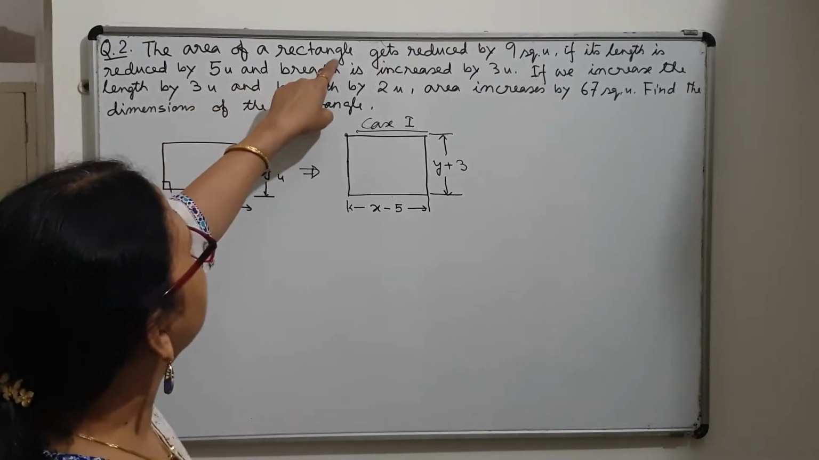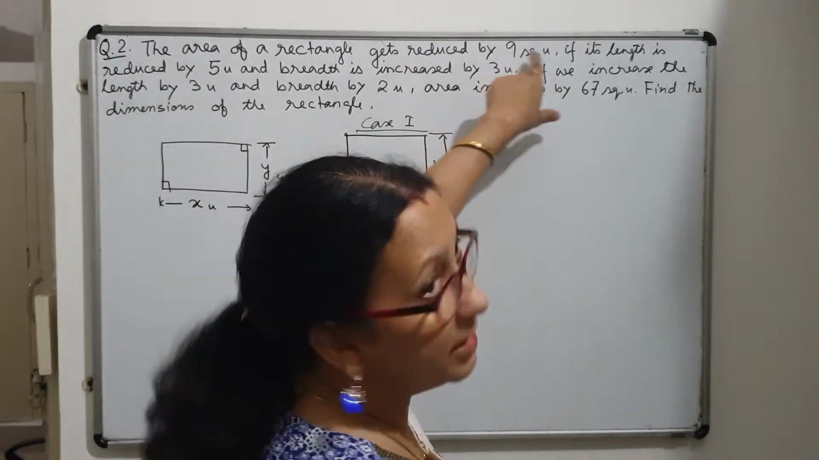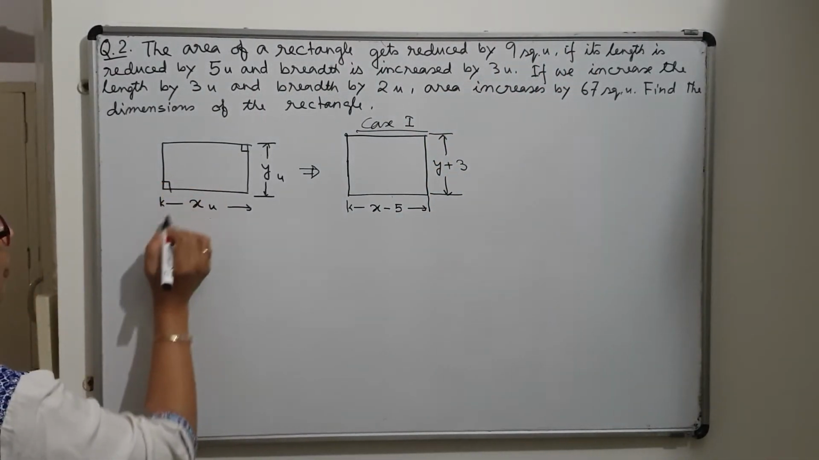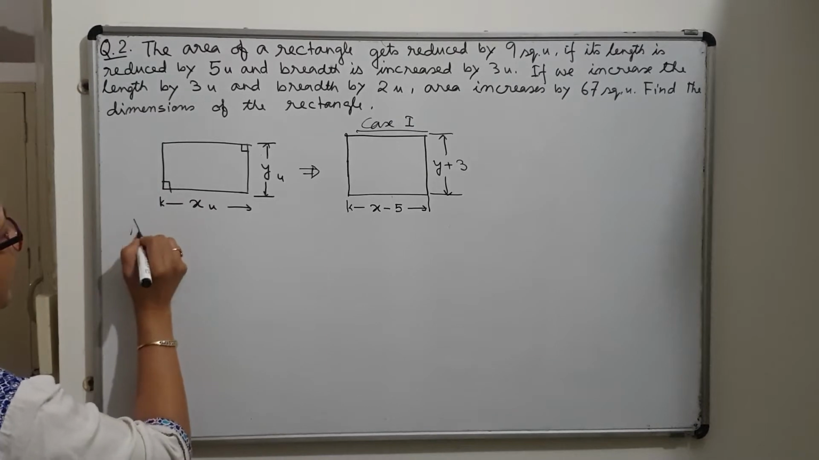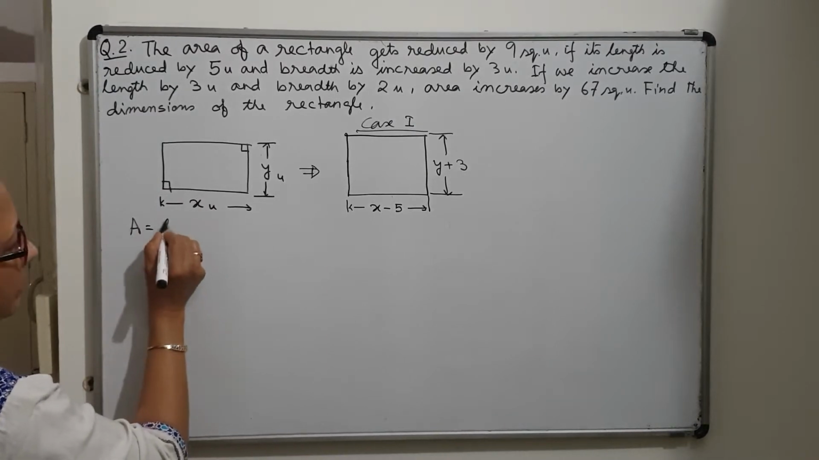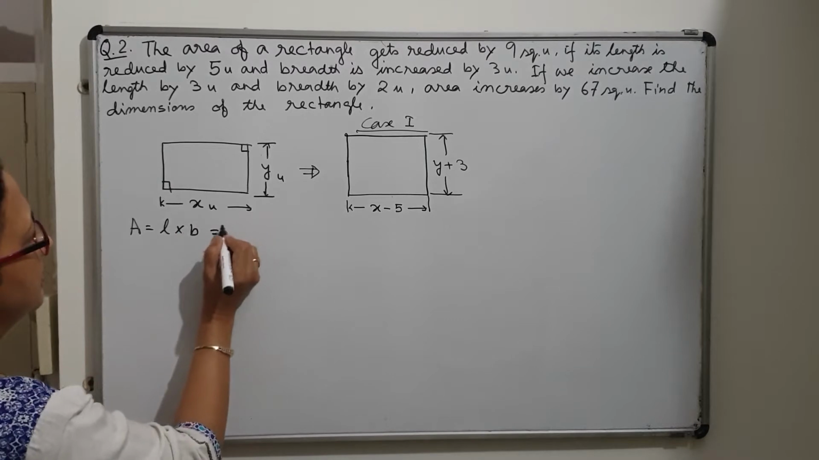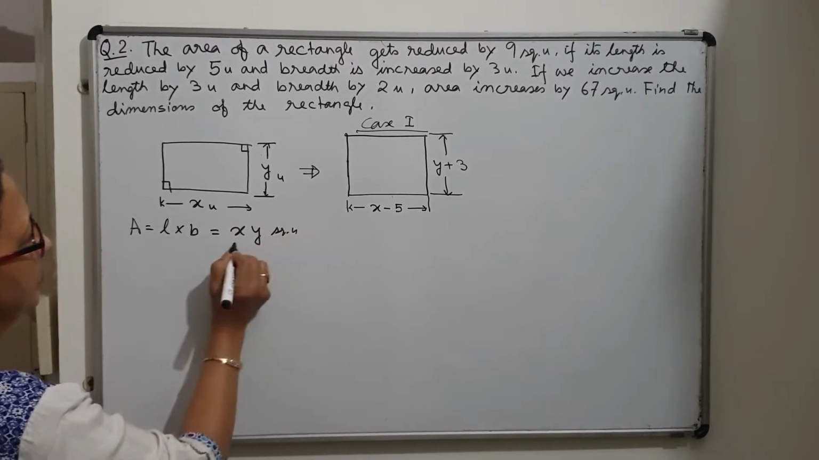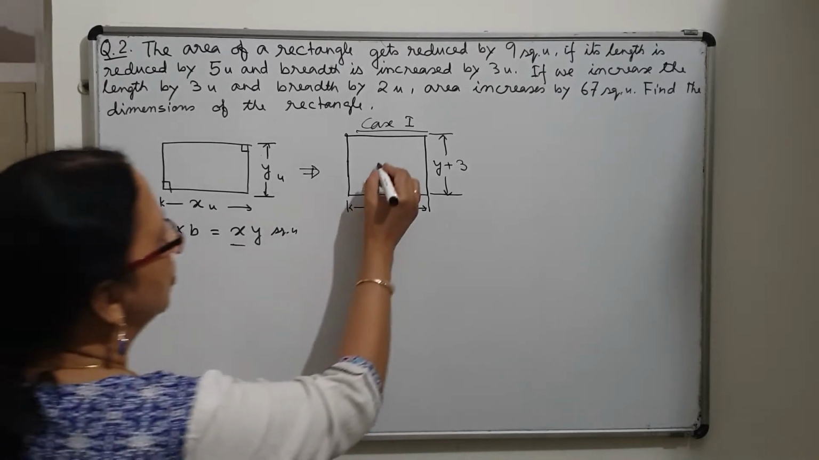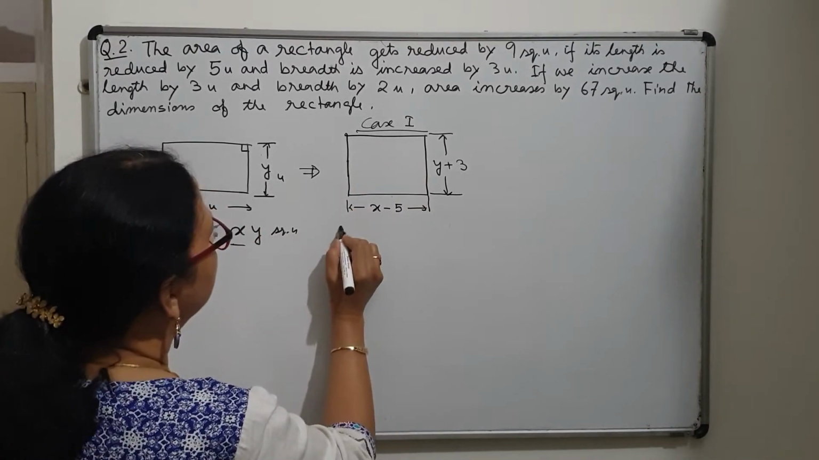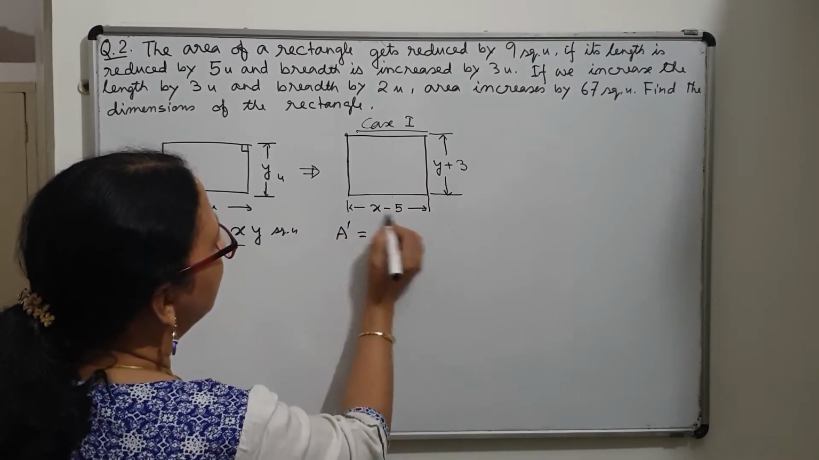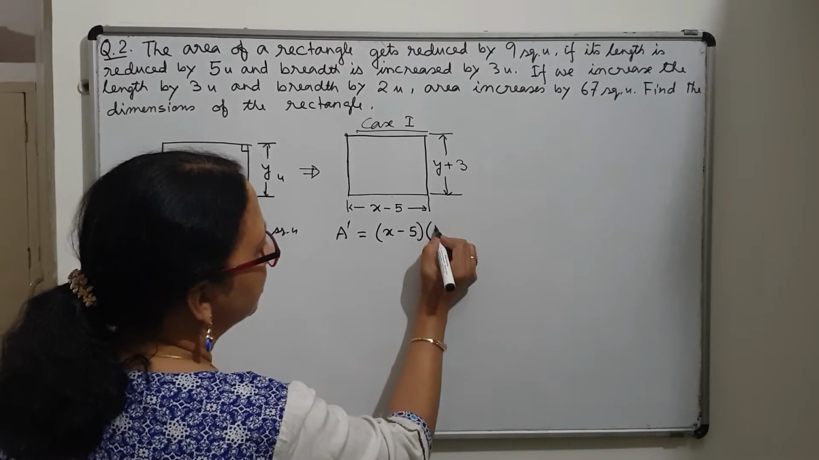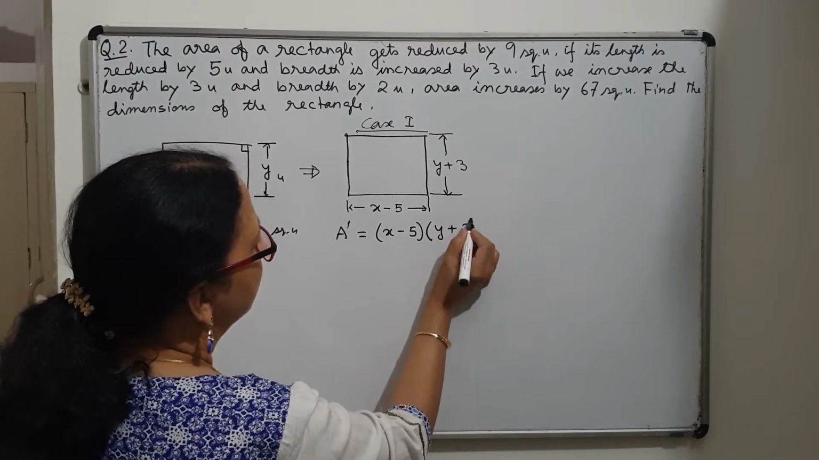The area of the rectangle gets reduced by 9 square units. So what was the original area? We know the area of a rectangle is equal to length into breadth, so it is x into y square units. This is the original area. So what will the new area be? The new length x minus 5 into the new breadth y plus 3.